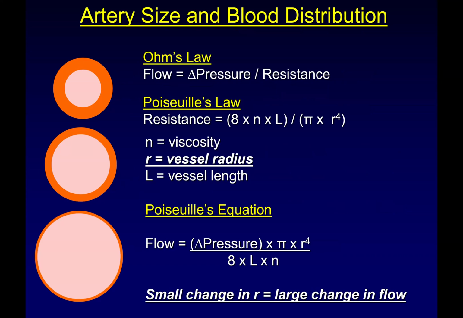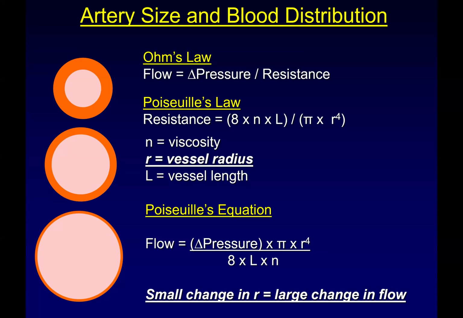Now, I'm sorry, more math. I apologize. It's just algebra. But more physics too. This is how we control, or why mathematically, small changes in vessel diameter have huge effects on peripheral resistance and therefore blood flow.